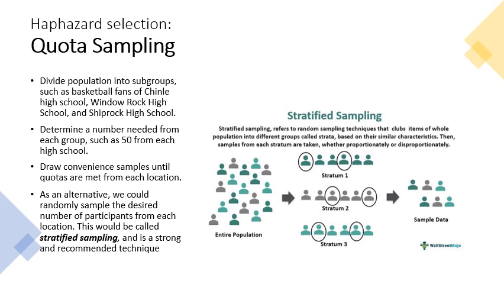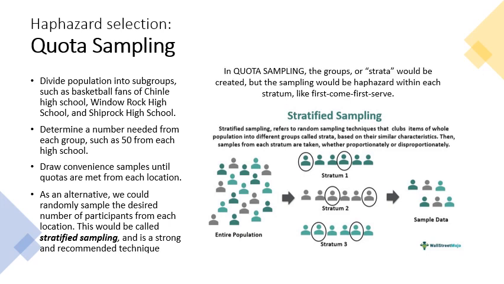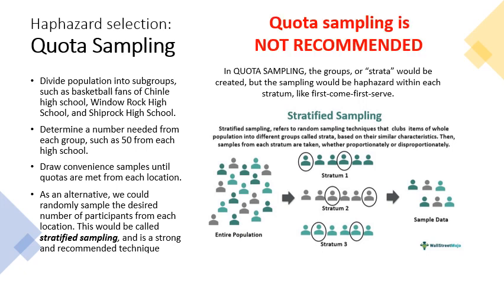So the reason that it's not good is because it doesn't include random selection from within those subgroups. It's haphazard. It's sort of like first come, first serve, and so we're getting a biased population. And so quota sampling is not recommended. Stratified sampling is a better approach.